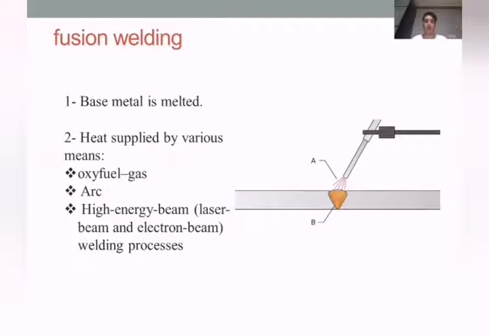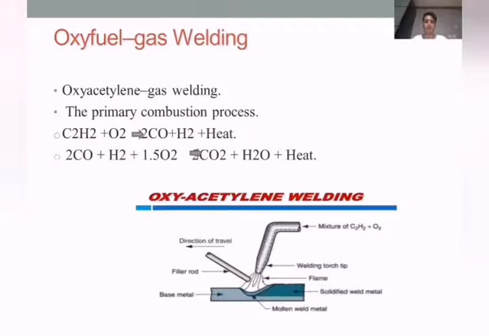In the next slide, we have oxyfuel gas welding. It is a general term used to describe any welding process that uses a fuel gas combined with oxygen to produce a flame. The most common gas welding process uses acetylene. The process is known as oxyacetylene gas welding and is typically used for structural metal fabrication and repair work. The primary combustion process, which occurs in the inner core of the flame, involves the following two reactions, as you can see.